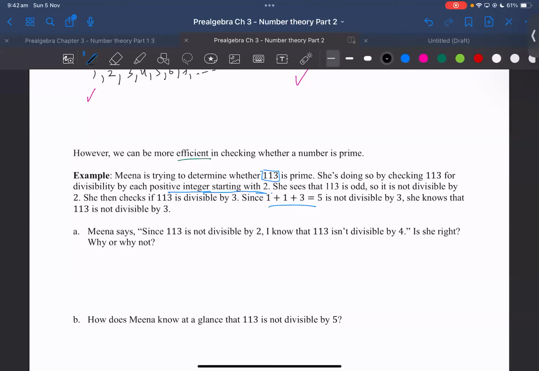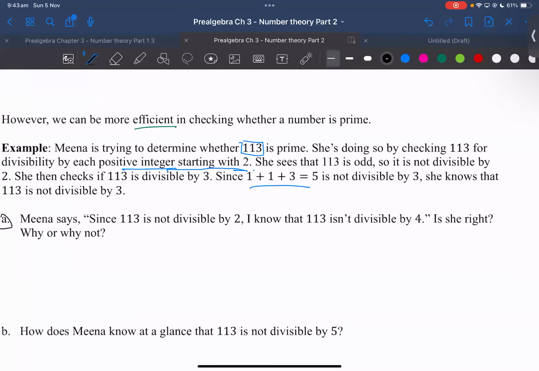Here's what we're doing first together. Mina says, since 113 is not divisible by 2, she also knows that it's not divisible by 4. Is she right to say that? No, she's not checking the divisibility rule. She's saying that since 113 is not divisible by 2, she can immediately cross out 4.